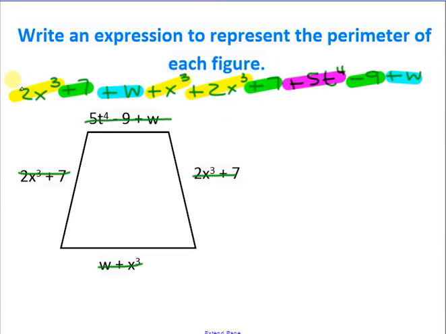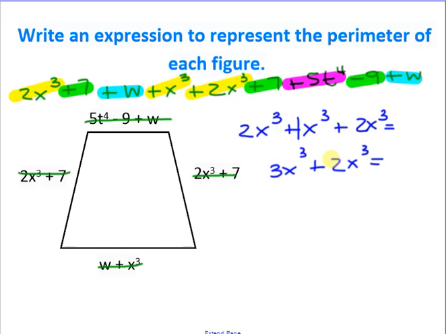Alright, let's combine like terms. I'm going to start with the yellow. 2x to the third power plus x to the third power plus 2x to the third power. I'm going to take them 2 at a time. Remember, there's an invisible 1 there. So 2 plus 1 is 3x to the third power plus, bring down the rest of the problem, 2x to the third power. 3 plus 2 is 5x to the third power. So I took care of all my yellows. Alright, I'm going to kind of circle that, guys, so we know he needs to be in our final answer.